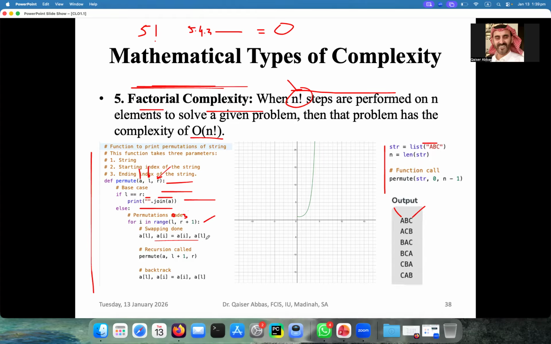Here we are doing swapping, order of n time, but we are calling this function permute recursively, with A as the string and L plus 1. If L is 0 previously, now it would be 1. You are dropping one letter. Initially you called this loop, which will run 0 to 2, 3 times. But now you are calling permute with 1 and 2, and now it is 1 and 3, so it will be 2 times.